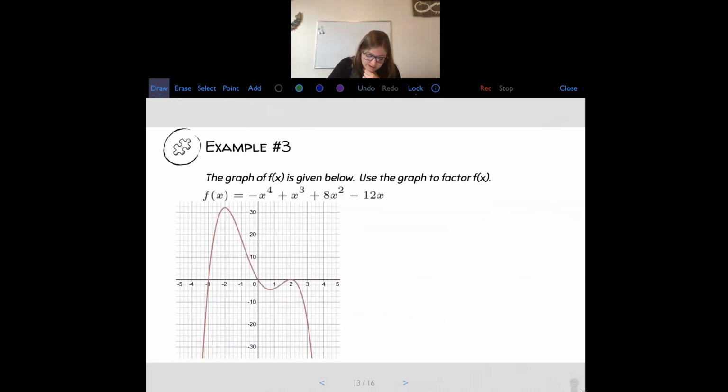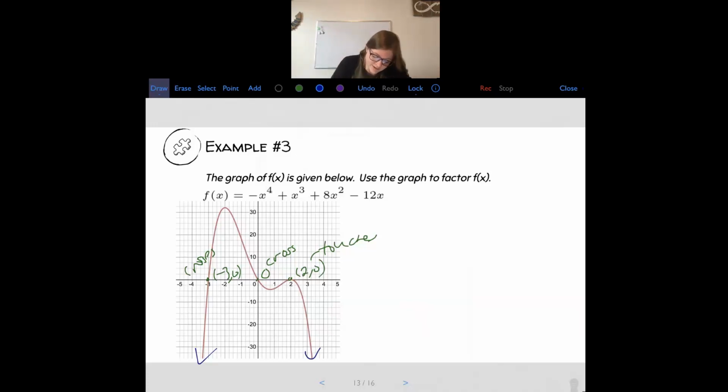The graph of f of x is given below. Use it to factor f of x. And so here, looking at our zeros, we have a 0 at -3, 0. We have a 0 at 0, and we have a 0 at 2, 0. Okay. It crosses at -3, 0. It crosses also at 0, 0, but it touches at 2, 0. Our end behavior, both sides are going down, so this tells us that we're going to have an even degree that's going to have a negative leading coefficient.